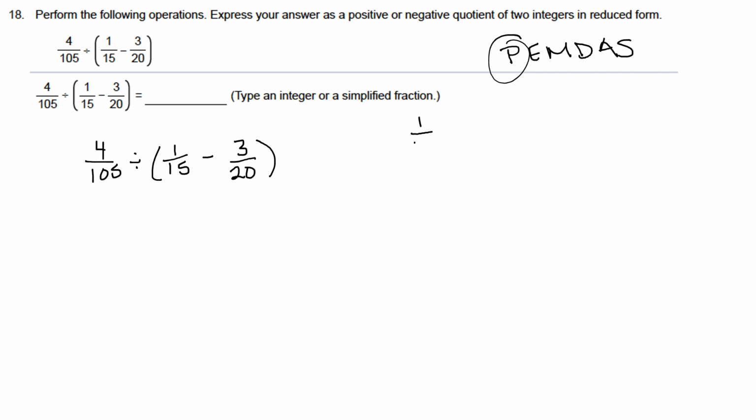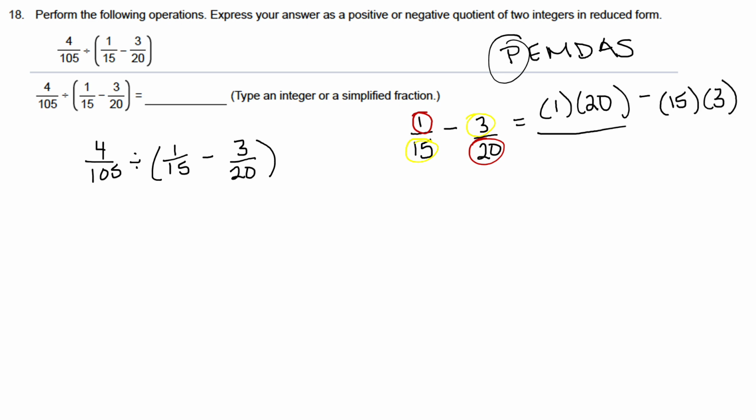So I have 1 over 15 minus 3 over 20. Remember, we're going to multiply the diagonal first. So 1 times 20, then subtract the other diagonal, which is 15 times 3, and place that over the denominators, which is 15 times 20.